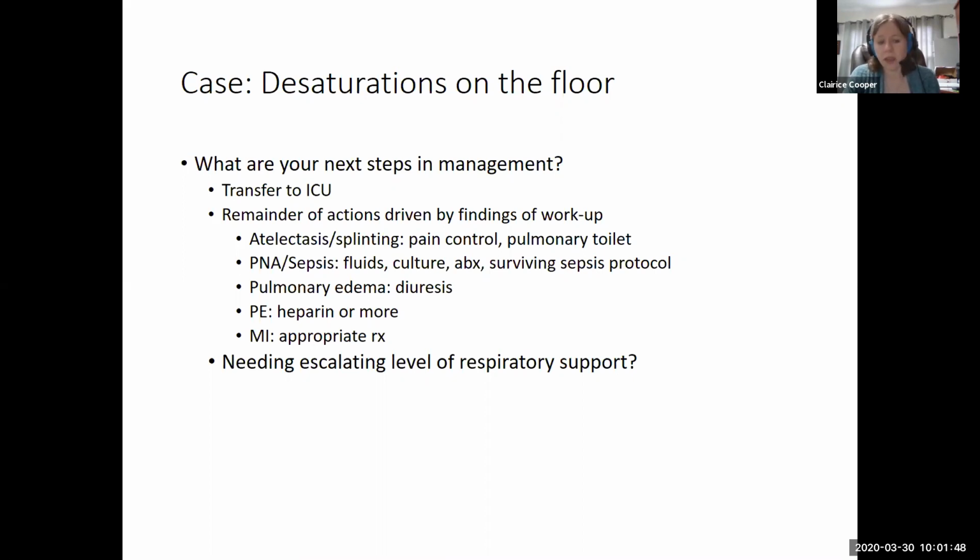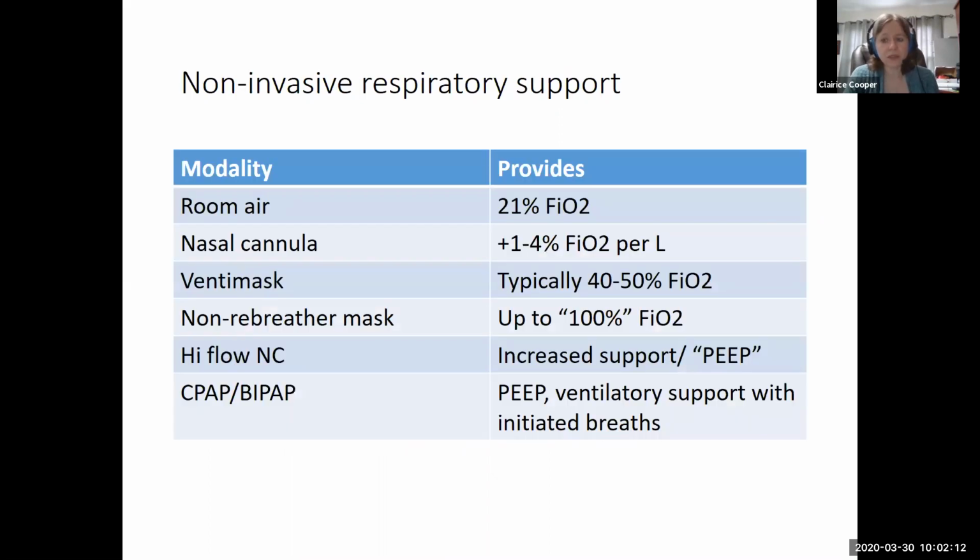If you find a high degree of suspicion for PE, you may even start the heparin drip prior to confirming the diagnosis, but certainly if you confirm the diagnosis, you'll want to treat that with heparin, perhaps even thrombolysis or thrombectomy, depending on the clinical situation. And then MI, of course, you would treat that appropriately. And then the question again of escalating level of respiratory support. We covered this in part 1, but I will return to it again.